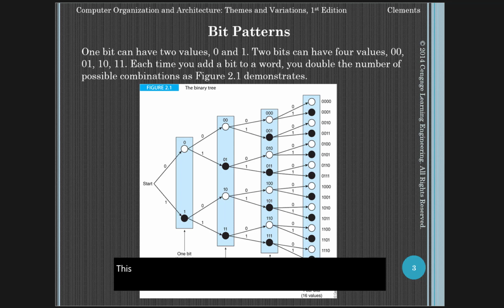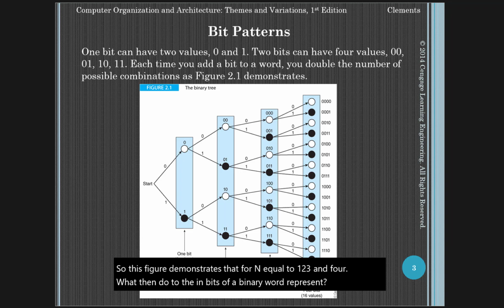This figure also helps us see that an n-bit word can be arranged into 2 to the n unique bit patterns. So this figure demonstrates that for n equal to 1, 2, 3, and 4, what then do the n bits of a binary word represent, right? And the simple answer is nothing, because no intrinsic meaning is associated with a pattern of ones and zeros, right? We have no idea what that means. So how a particular bit pattern is interpreted depends only on the meaning given to it by you, the programmer.